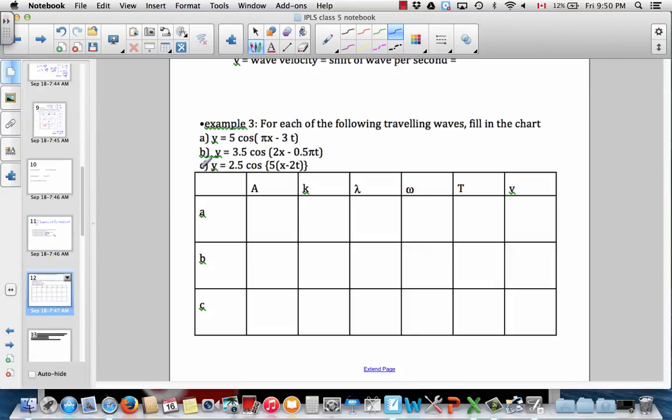So take a second and just practice that. Pick, say, maybe B. And for this statement, fill in this row: the amplitude, wave number, wavelength, rate of vibration, period, and speed. So pause the video and give it a try now.